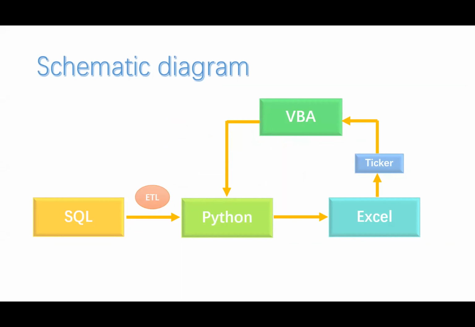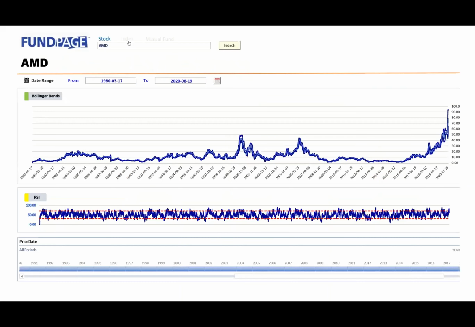Our users can select the ticker names in Excel, and the ticker names will be used by VBA to trigger Python to generate Excel pivot charts and present results using Excel dashboard. Now I would like to show you our demo. What you can see now is an Excel dashboard.